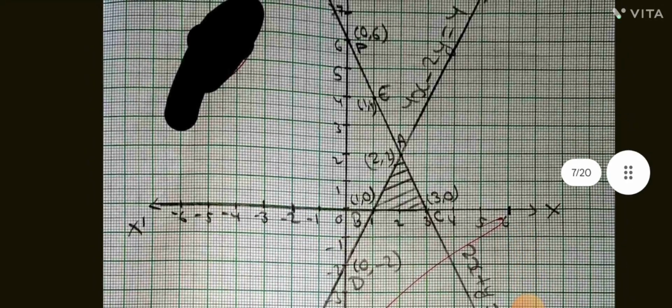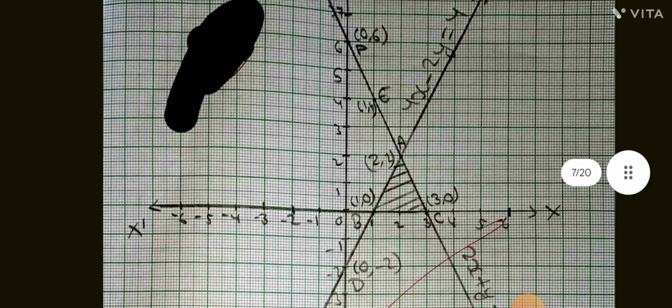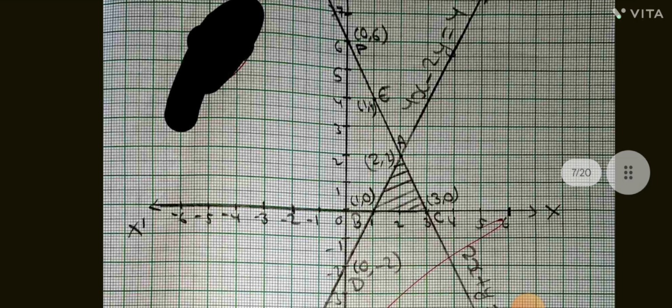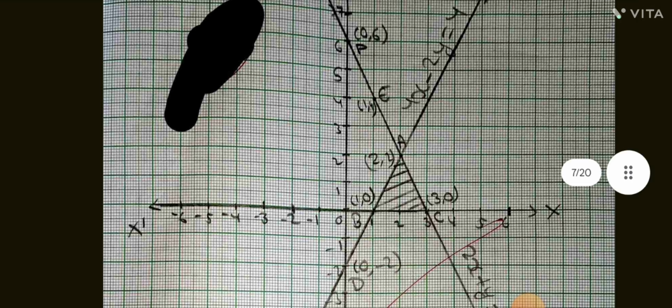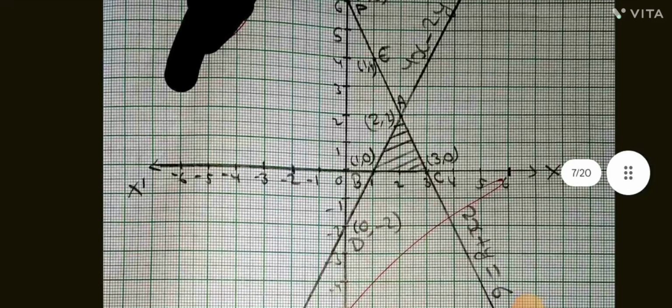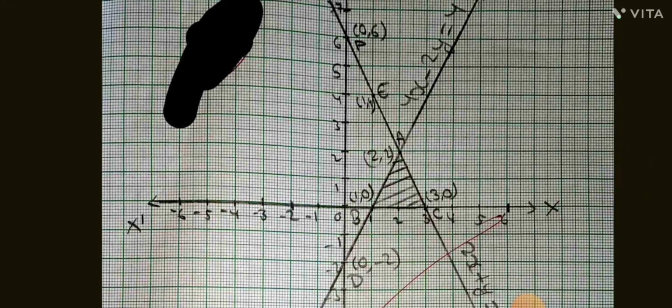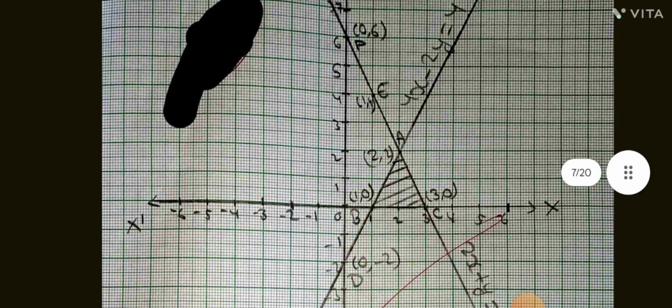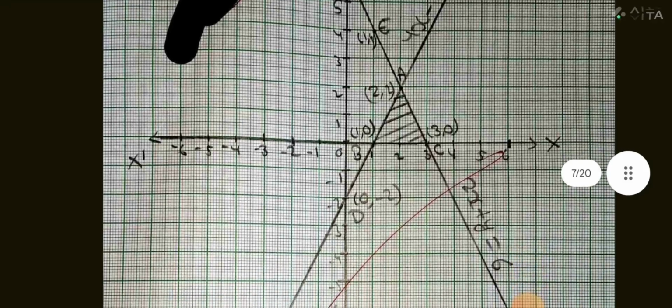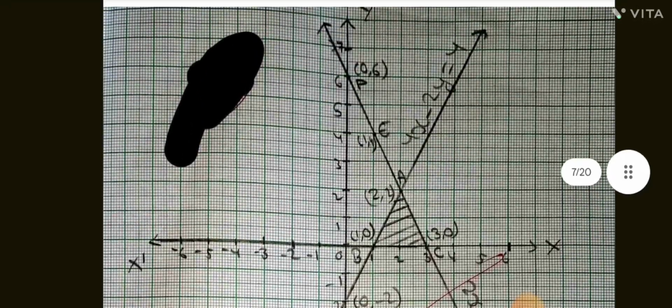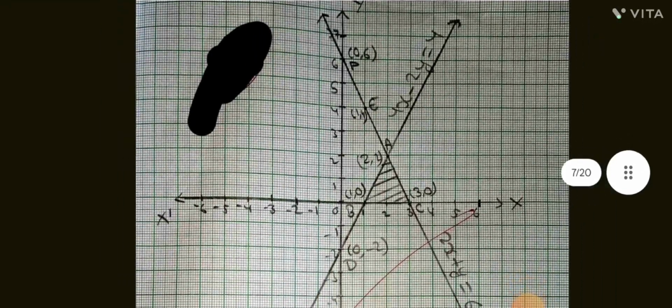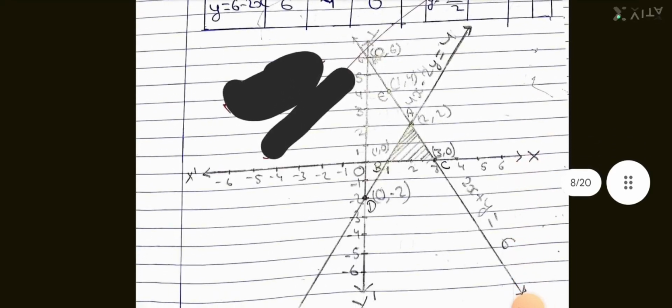And the question says that you should also state the intersecting point and the x-axis. So here the shaded part will be of this type, and the intersecting point is (2, 2). So the unique solution of this graphical representation of the equations is (2, 2), x equal to 2, y equal to 2.